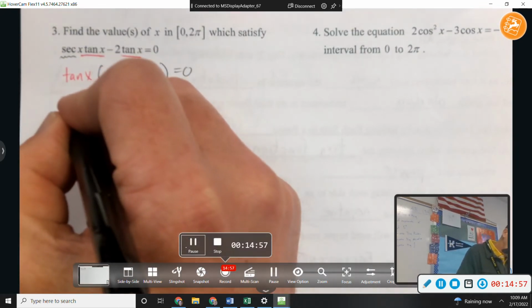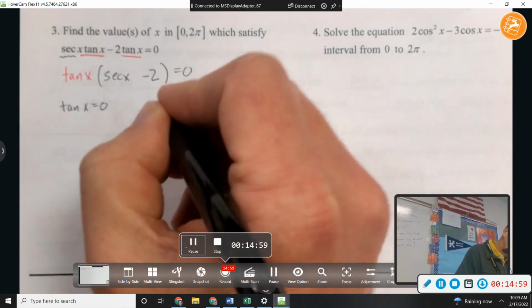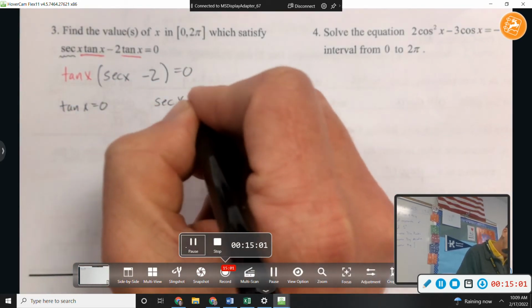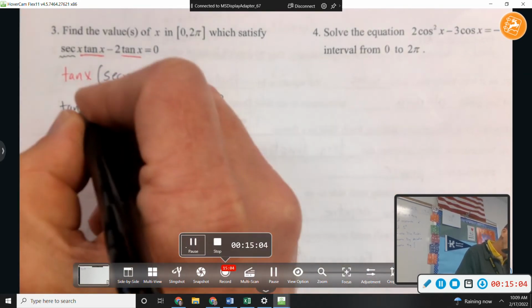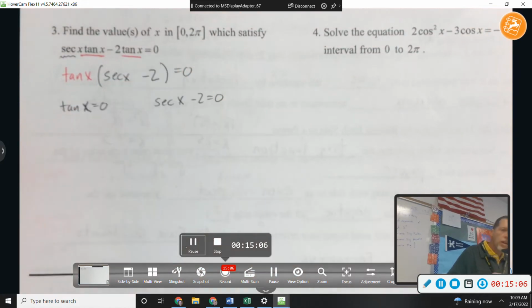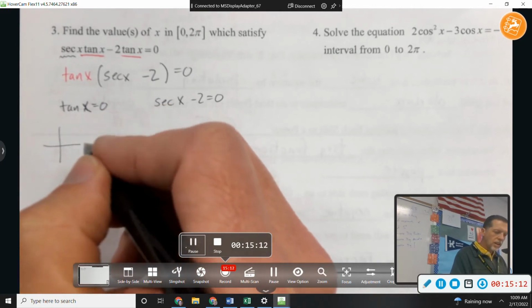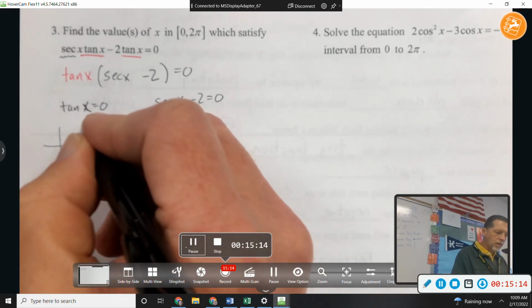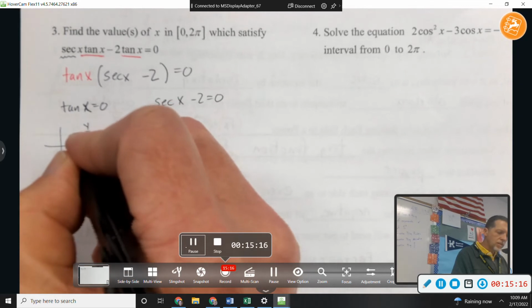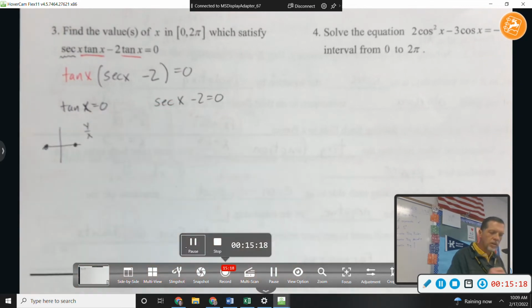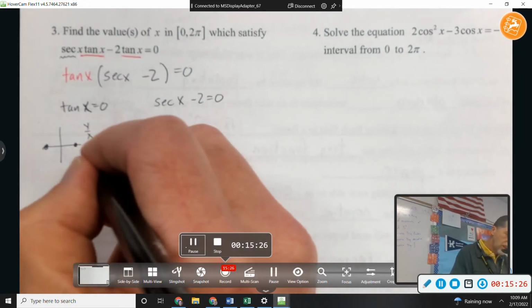So now we set the two factors equal to 0. Tangent of x equals 0. Let's see. Tangent is y over x, so the y is 0. Or it's sine over cosine, so tangent is 0 the same place sine is 0. That's 0 and pi.